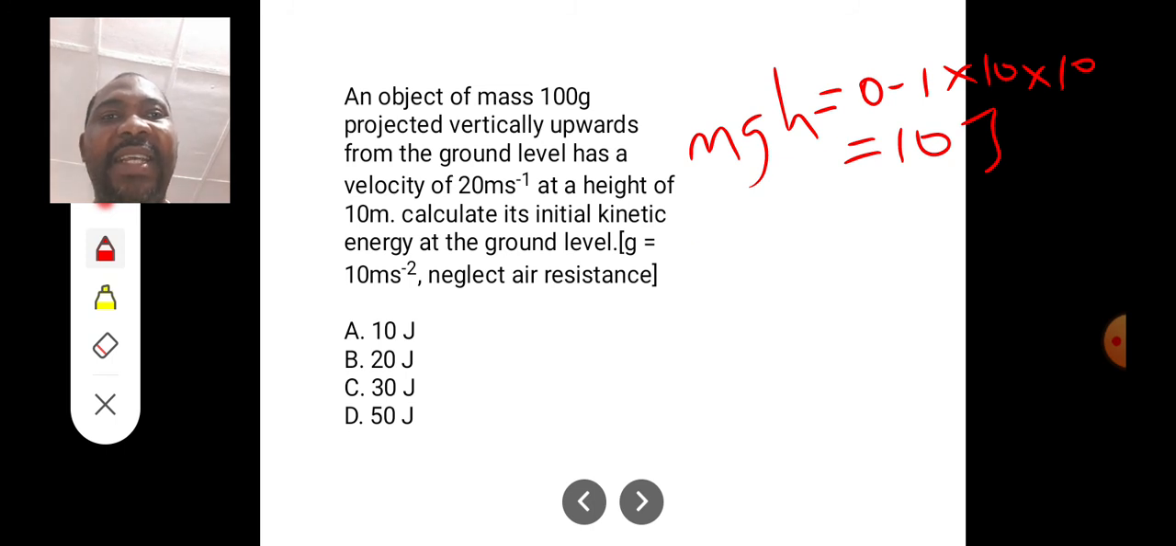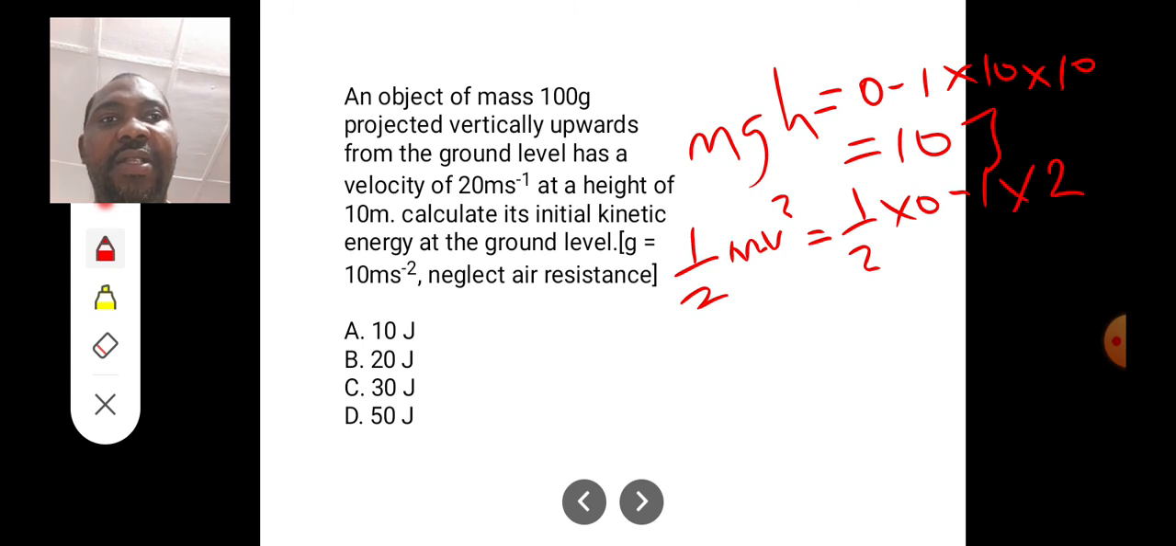What is the kinetic energy at this same height? It is half mv squared. That means half times your mass, 0.1, and your velocity is 20, so 20 squared. That's going to give us 400 divided by 2, 200 times 0.1, 20 joules, you see. But that's not what we are asked to find. And amazingly, 10 and 20 are in the options, but none of them is the correct answer.